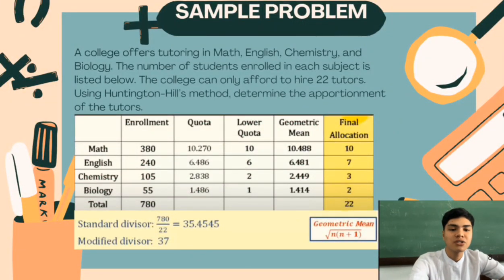A college offers tutoring in math, English, chemistry, and biology. The number of students enrolled in each subject is listed below. The college can only afford to hire 22 tutors. Using the Huntington-Hill method, determine the apportionment of the tutors. The enrollment for math, English, chemistry, and biology is listed here as 380, 240, 105, and 55, which sums up to 780 in total.